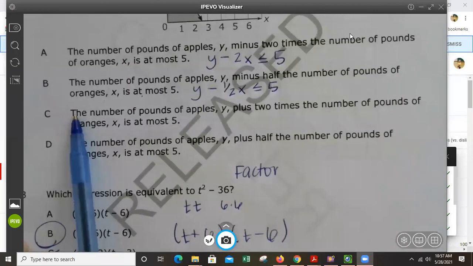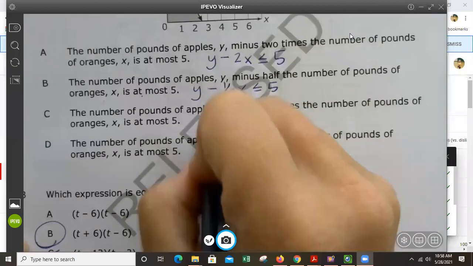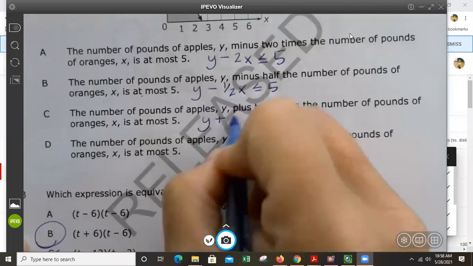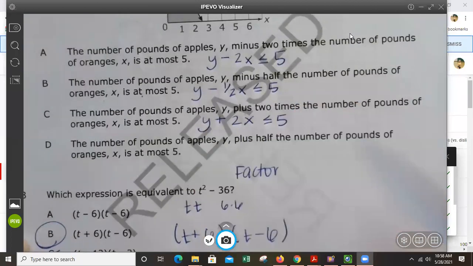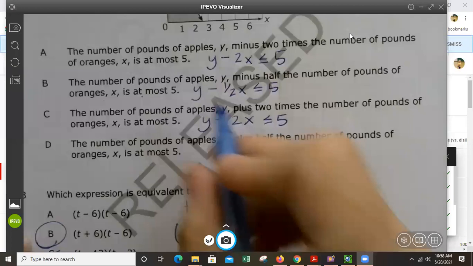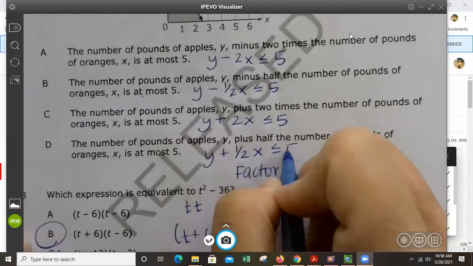The next one, the number of pounds of apples, y, plus 2 times the oranges is at most 5. The good thing is they're all at most. So even if you screwed up the inequality on this one, you're still going to get the right answer. Okay. The number of pounds of apples, y, plus half the oranges is at most 5.